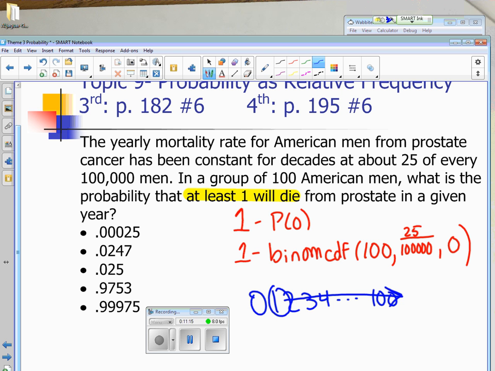0.0025. There's an extra 0 in there. See how it has 3 zeros? This has 1. Oh, here. Oh. I got A. It's not A, it's B.